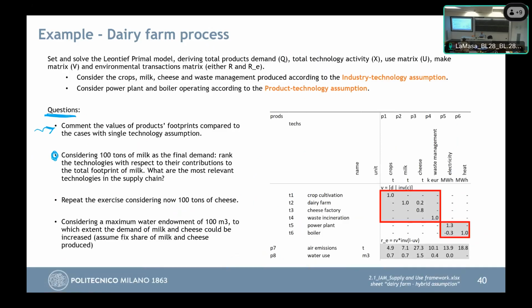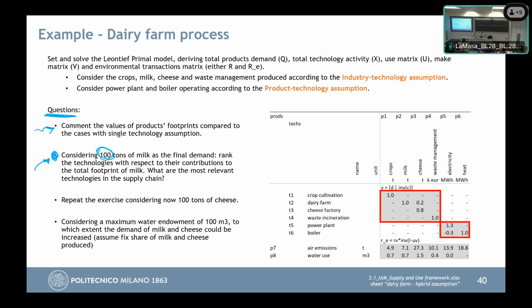Then it is asked to consider a final demand that is different with respect to the baseline. In the baseline, in the original supply and use table, we started from a final demand of milk and cheese with the given values. Now the problem is asking us to perform another analysis. Let's consider the same production system, but what if instead of the mix of milk and cheese of the previous case, we ask just for 100 tons of milk as final demand? What is going to happen according to this technology assumption? And then the second question: rank the technologies with respect to their contribution to the total footprint of milk.